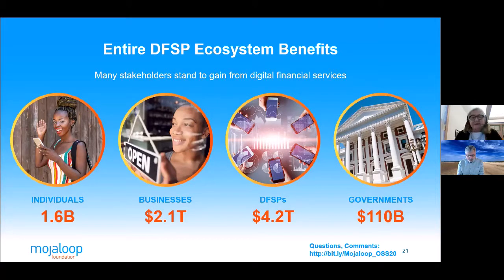Digital financial service providers can also see tremendous business benefit and also take some of the costs associated with cash out of their operating expenses. And then governments can have a more efficient way to deliver their benefits and payments to their citizens in a more transparent and interoperable way.